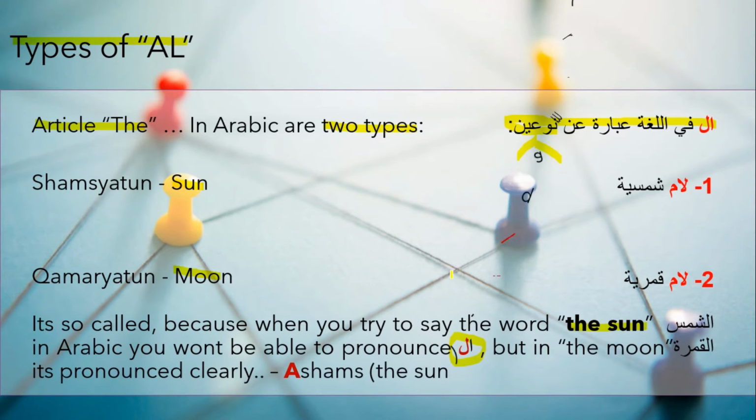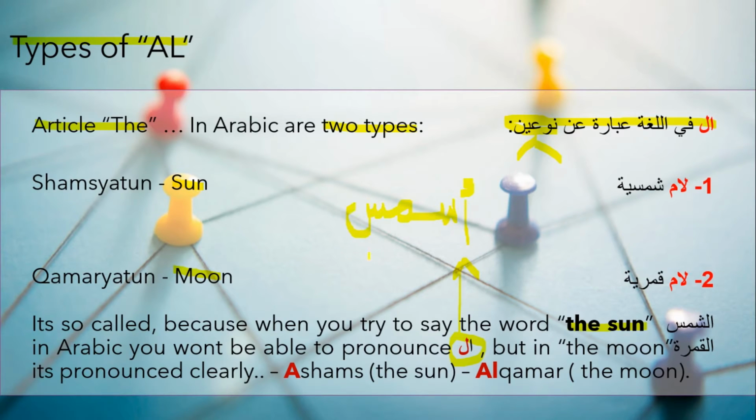However, al-qamar is different. Here I'll give you a hint how to pronounce it. If I'm trying to pronounce the word ash-shams, I'm not going to be able to pronounce the lam after that. I'm not going to say al-shams. It's wrong. It's rather ash-shams. The lam is not pronounced. We write it, and it should be written, but when you pronounce it, it will be ash-shams.